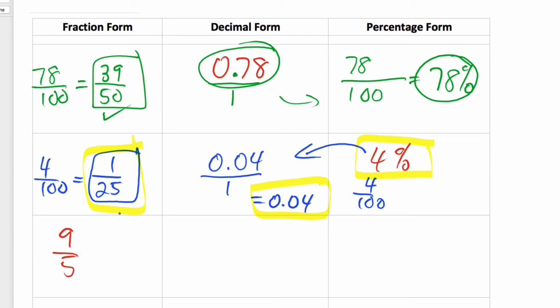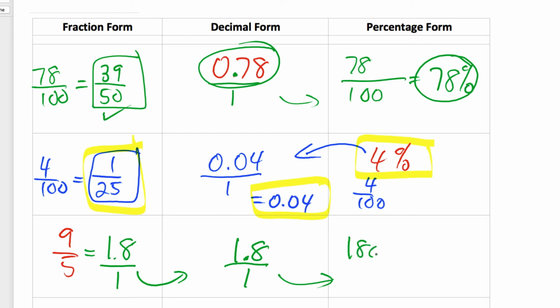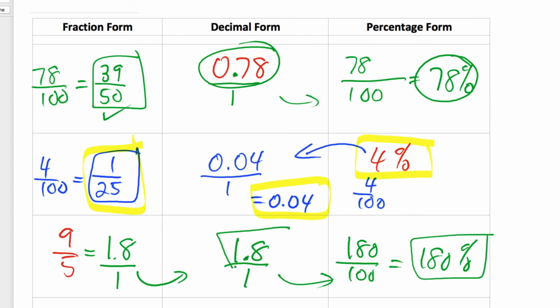If we're given 9 out of 5 in fraction form, we can convert that to a decimal, which would be 1.8. And 1.8 is 1.8 out of 1, since a decimal is what something is out of 1. And our percentage form, which we know is out of 100, we would need to multiply this by 100 to get 180 out of 100. We would then get 180%. So 180% is the same as 1.8, is the same as 9 out of 5.